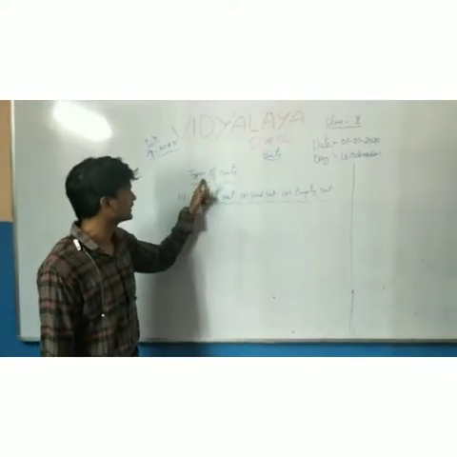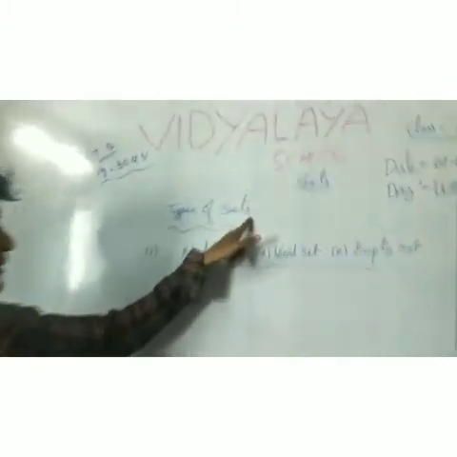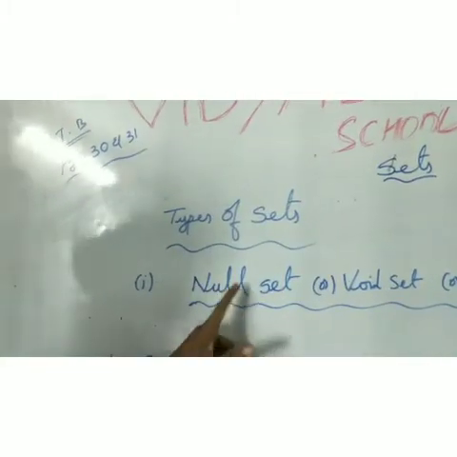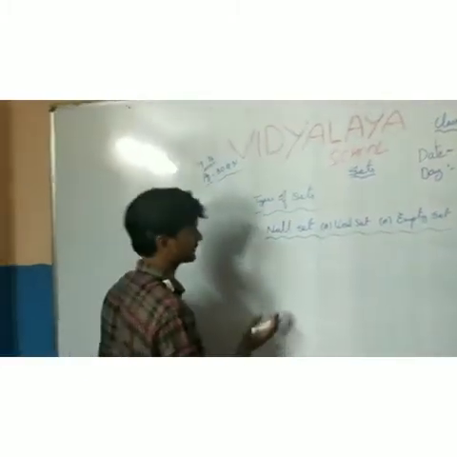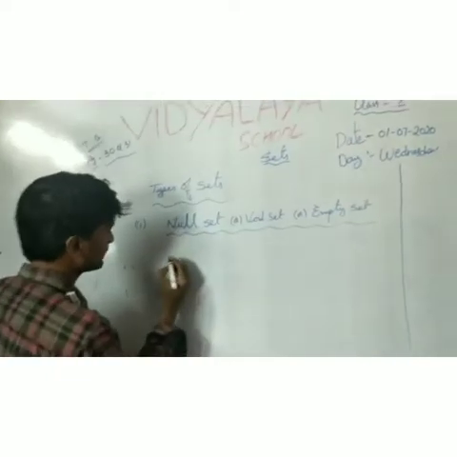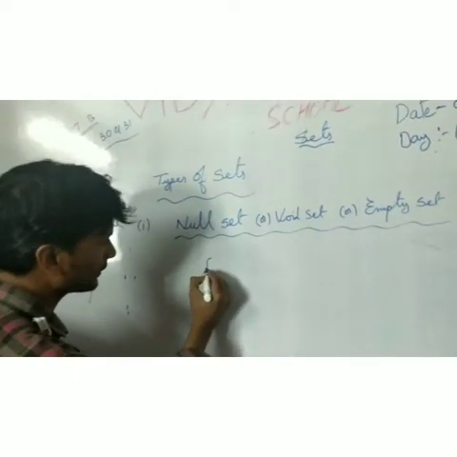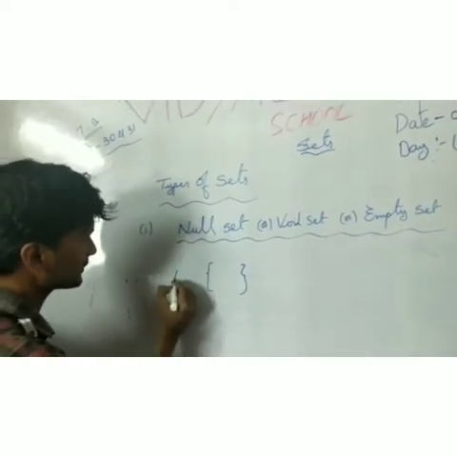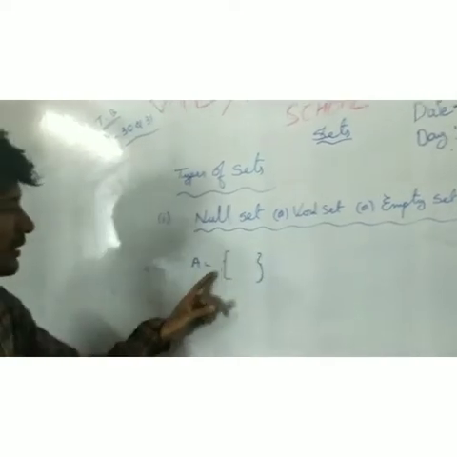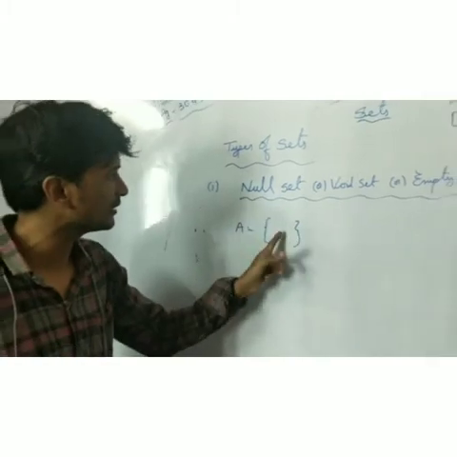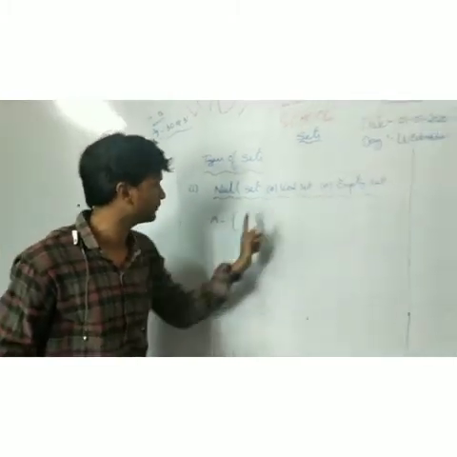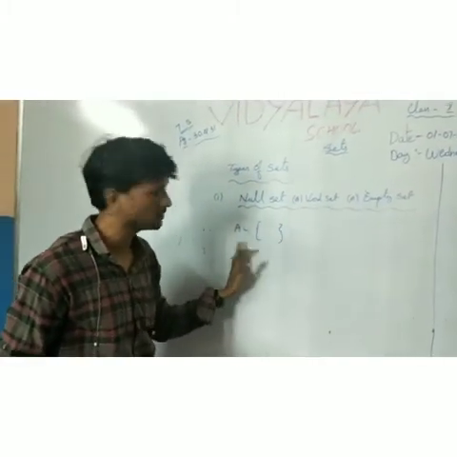Now we are discussing types of sets. So first one, null set or void set or empty set. These three words are the same. So what is the null set? The null set is indicated by this symbol. For example, set A containing no elements. So that is called a null set or empty set or void set.